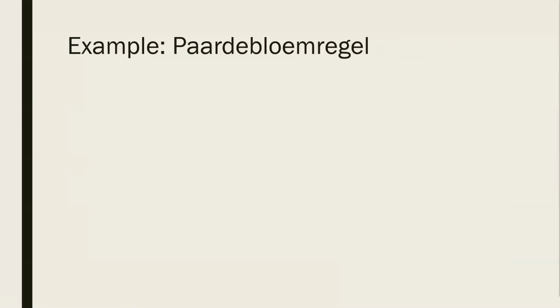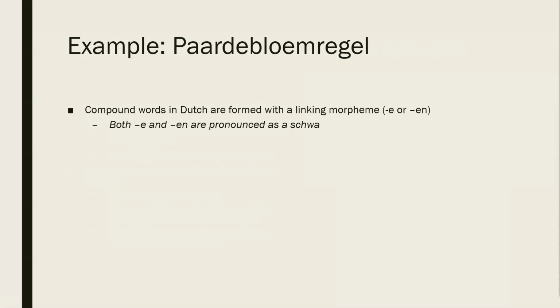So let's take a look more closely at this Paardenbloemregel, which is a system of writing reform developed for Dutch. In the Dutch language, Dutch, like German and to a certain extent English, can form compound words out of two nouns. And usually this is accomplished by taking the two words and linking them with a linking morpheme, which is either spelled with an E or EN. So for example, in the word paardebloem, meaning dandelion, we see the words paard and bloem, meaning horse flower.